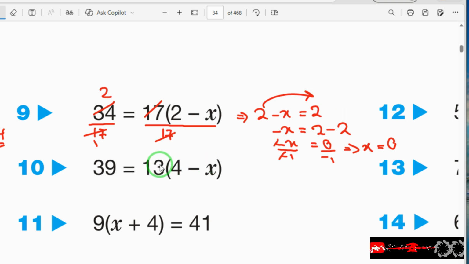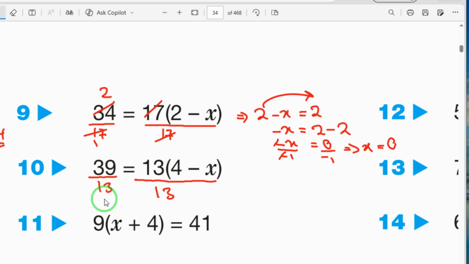Question number 10. Here we divide both sides of the equation by 13. Here we simplify. 1 times 13 is 13, 3 times 13 is 39, and here we directly simplify 1 times 13, and as well here 1 times 13. Then we write here 3 is equal to 4 minus x.